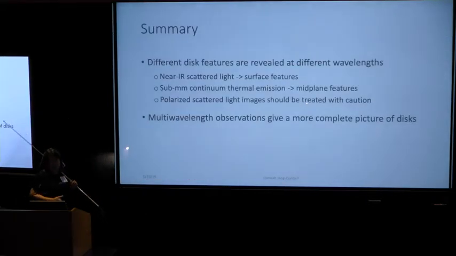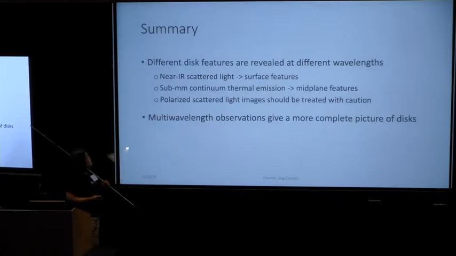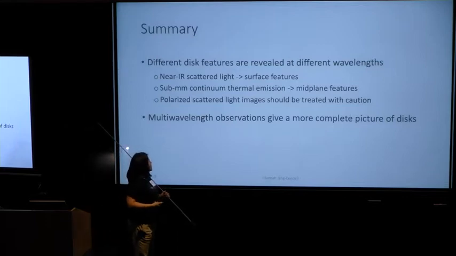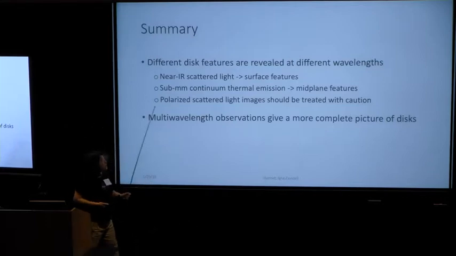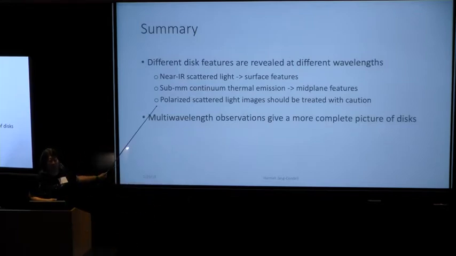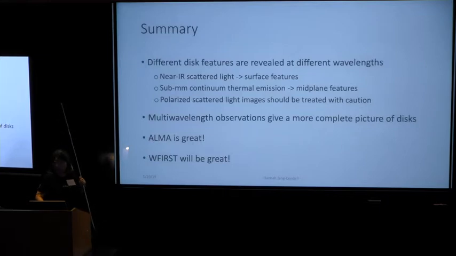So just to summarize, different disk features are revealed at different wavelengths. If you look at near-infrared scattered light, you're looking at just surface features. In the sub-millimeter to millimeter, you're seeing continuum thermal emission, primarily from millimeter-size dust grains, and there you're seeing mid-plane features. And if you're looking in scattered polarized light, be careful. Multi-wavelength observations give a more complete picture of disks. ALMA has been great for imaging disks, and WFIRST is also going to be great. So with that, I will take any questions.